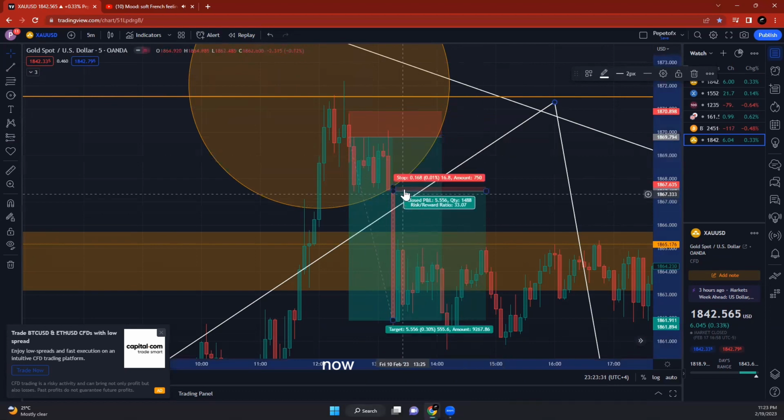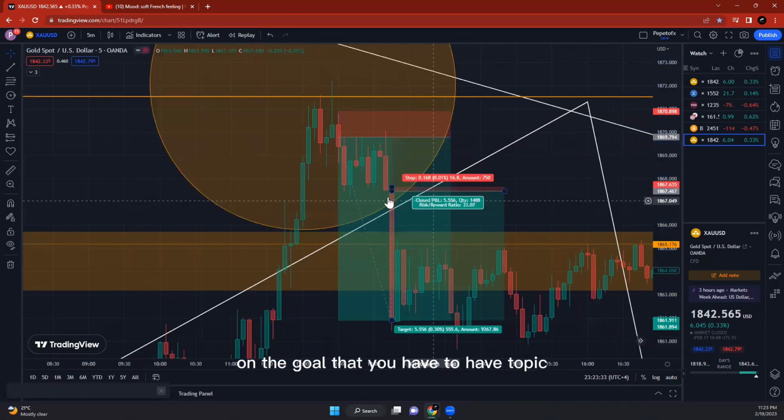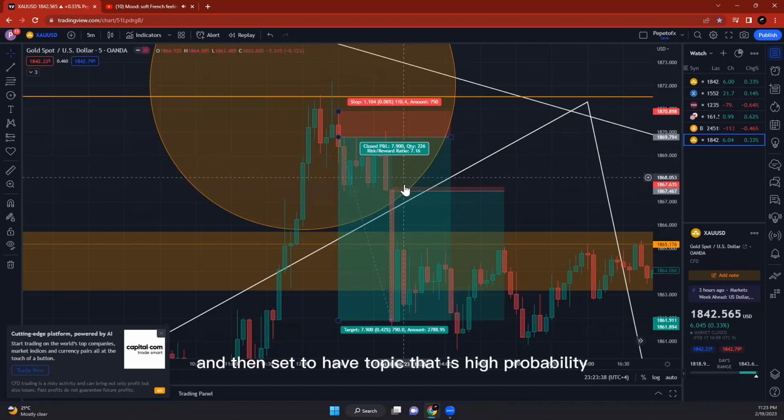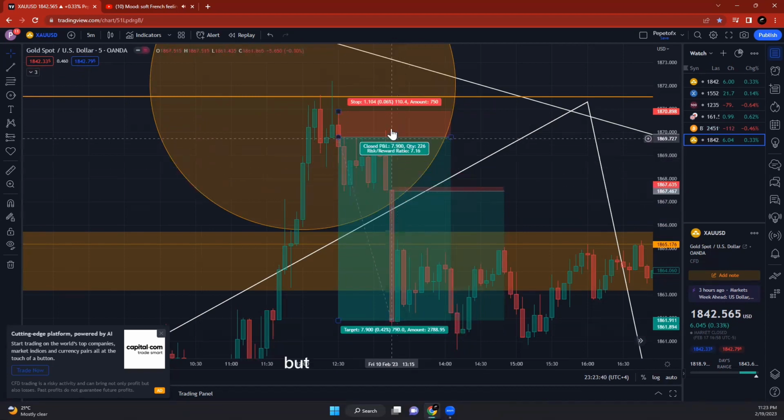Now, don't ask me in gold that you have to have a top wick and then sell. To have a top wick, that is a high probability trade. I agree. But since you have liquidity, the algos will not wait that much for you to have a top wick. It will immediately sell. All will be in the market. So here, you have to know.